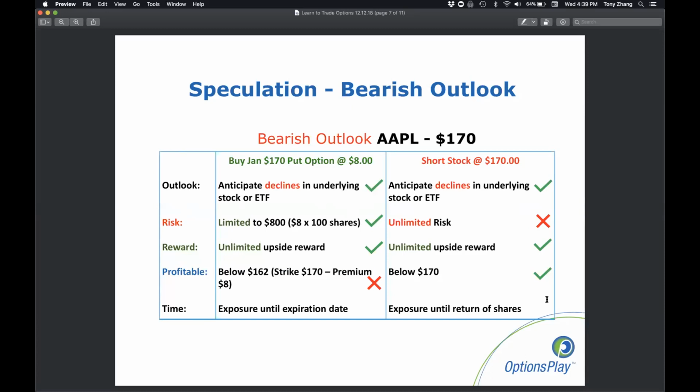And lastly, when you short a stock, you maintain exposure until you return the shares. With a put option, you maintain exposure only until the expiration date. So those are the key differences.